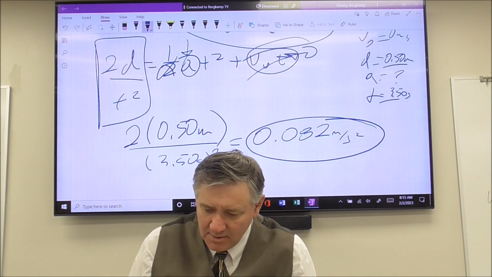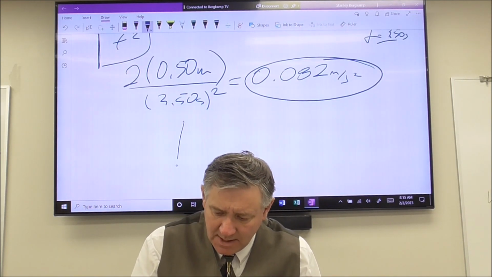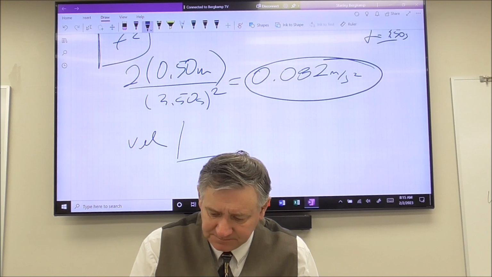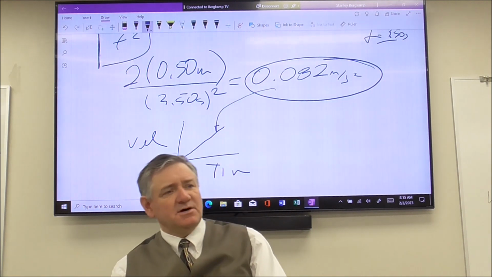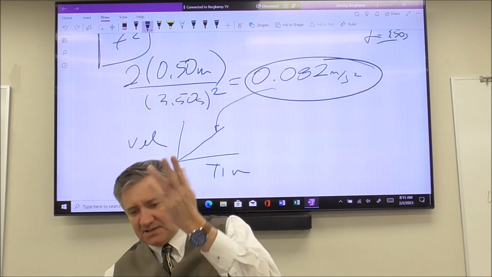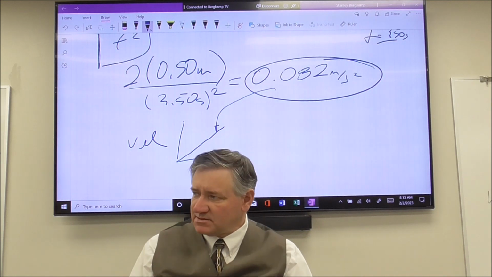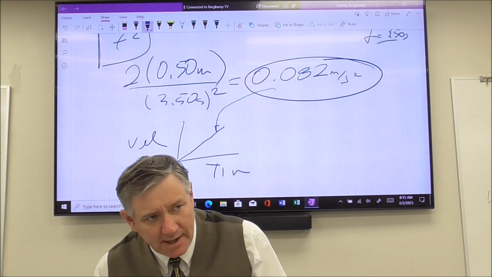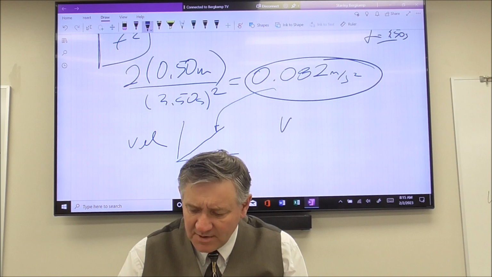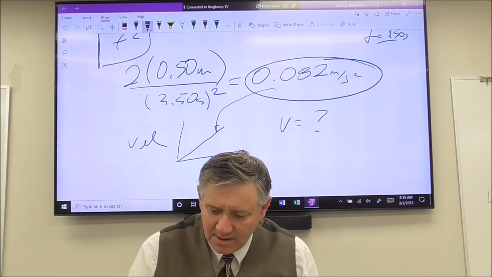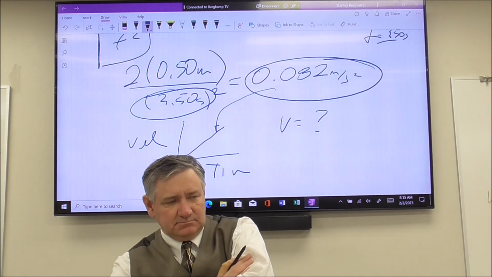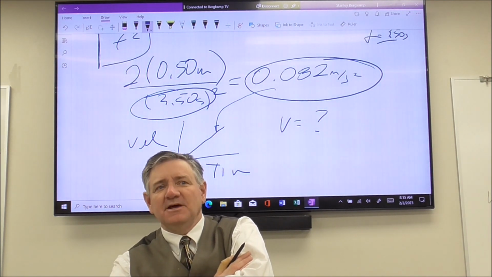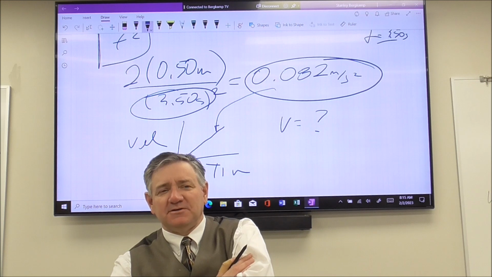Now we could look at it and go, okay, hey, we could draw a velocity time graph. Our velocity time graph is going to be a linear function, and now we know the slope of that line. That's the slope of that line, 0.082 meters per second squared. Now, could I figure out how fast it's going at the end of 3.5 seconds? Could I find the final velocity? Nathan, you shake your head yes. Why? What could I do?